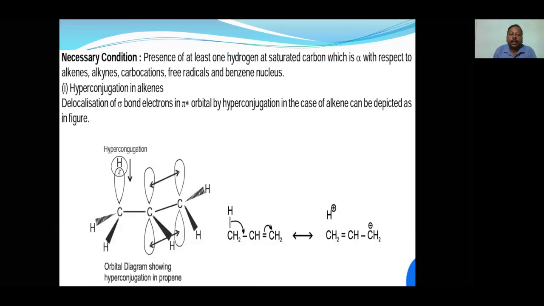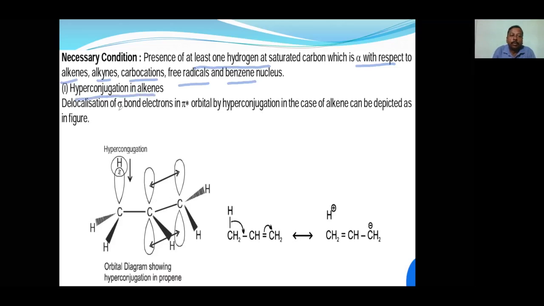Okay, then, as I already told you, just as an intimation, the presence of at least one hydrogen, that is an alpha hydrogen, is a must, which is alpha with respect to an alkene, alkyne, carbocation, free radical, or benzene nucleus. So let us take some examples. Hyperconjugation in alkene, double bond.